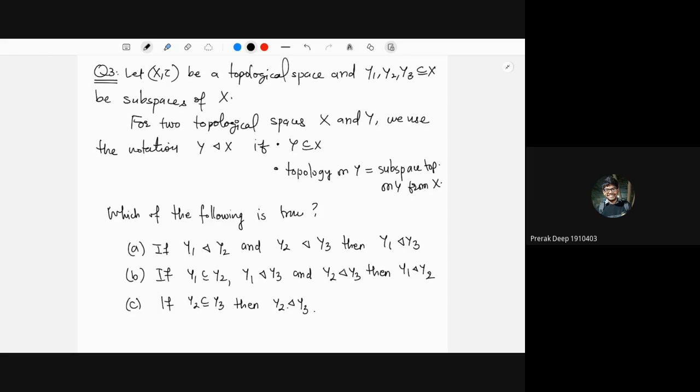Okay, now let me discuss the solution to this problem. So we have the topological space (X, tau) and Y1, Y2, Y3 the subspaces. That means they have the subspace topology on them. Now for two topological spaces X and Y, we use the notation Y ◁ X if Y is a subset of X, and the topology on Y is equal to the subspace topology on Y from X.